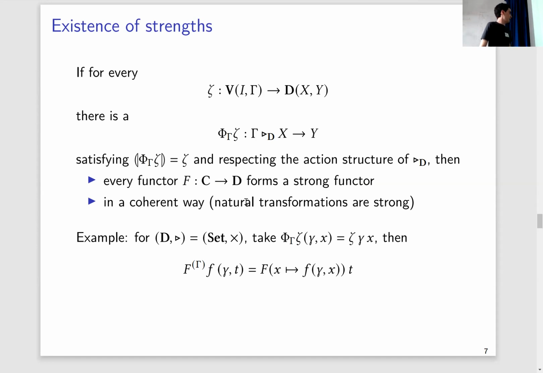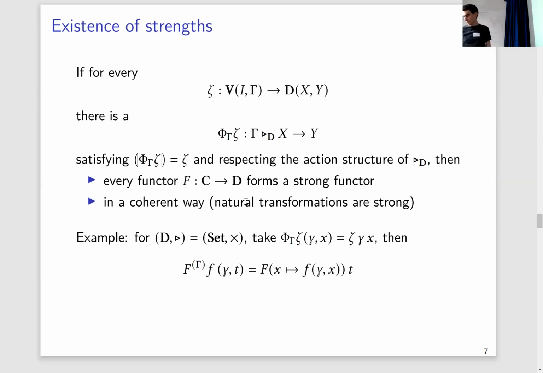The idea is we just take this equation that says the strength does the right thing on points, and take that as the given zeta. And then use this phi to convert it into a morphism. That will give us a strength, also in a coherent way. So if we assign a strength to every functor in this way, then every natural transformation will preserve strength in the appropriate way. Again, this works fine on sets, and we get this unique way of making every functor into a strong functor.